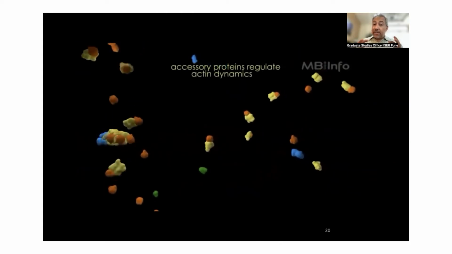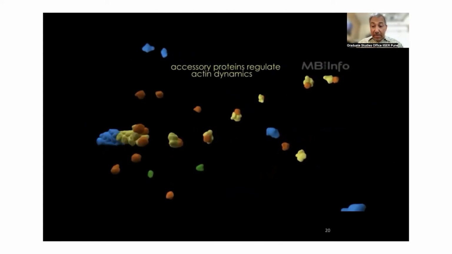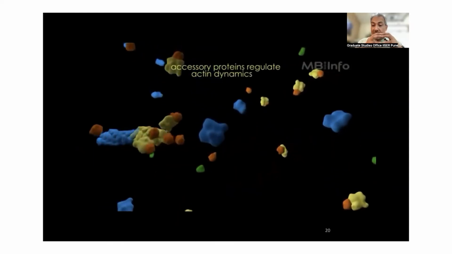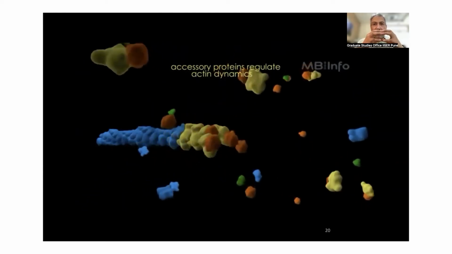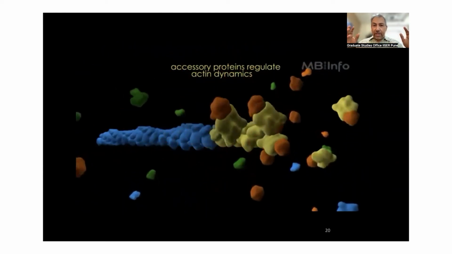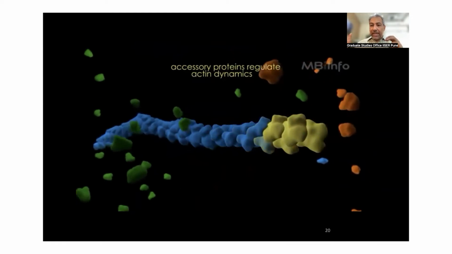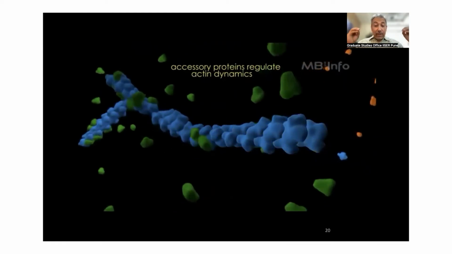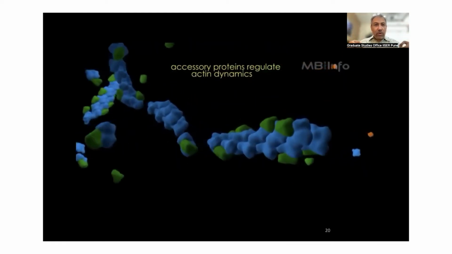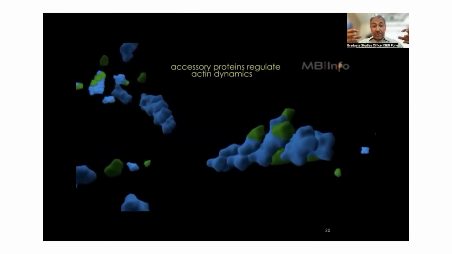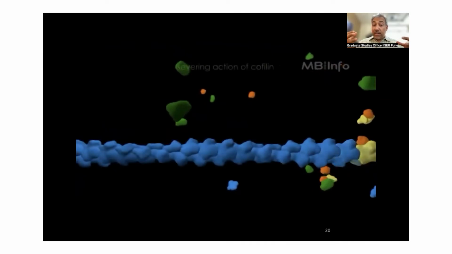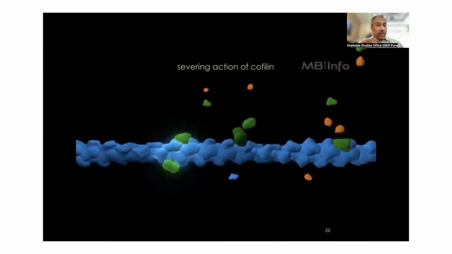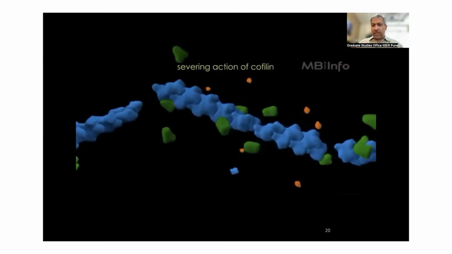So as I said, accessory proteins regulate the dynamics, right? Because this is a dynamic process, you have to remember that things happen at a certain rate, and the rate at which assembly and disassembly is happening is going to determine how stable the cytoskeletal strand is, and how long it stays the way it stays. And there are proteins that are mediating all aspects of this, right?